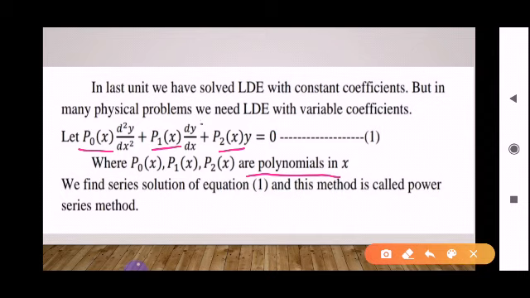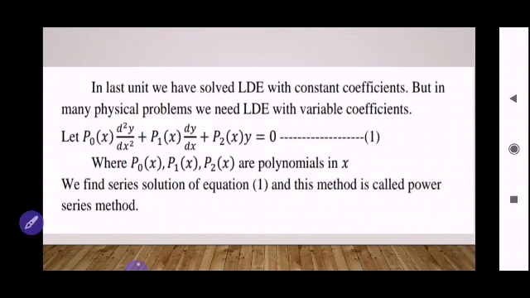These are the differentials here, dy by dx, d2y by dx square. And what are the coefficients of these differentials? These are the polynomials, that is p0 of x, p1 of x, p2 of x. So these coefficients are polynomials in x, or functions of x. Such differential equations are called linear differential equation with variable coefficients. Now we have to find the series solution of equation 1, and this method is called the power series method. Means how to find the solution of this differential equation.